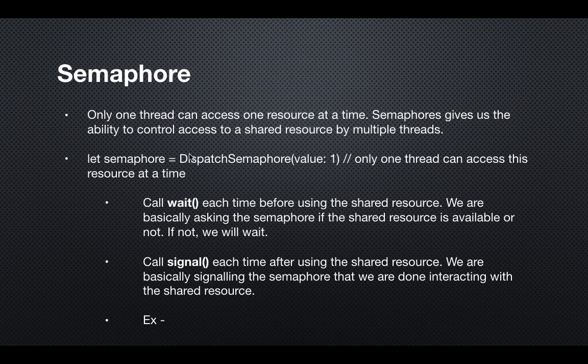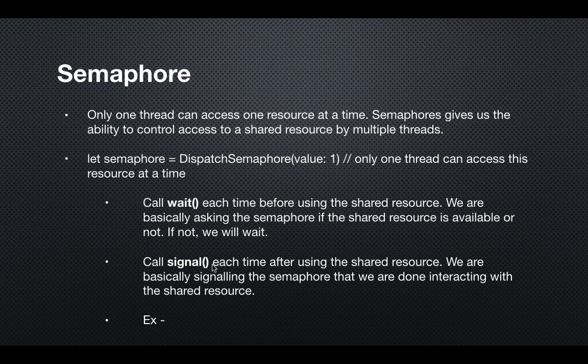So this is how we initialize a semaphore in Swift. Let semaphore = DispatchSemaphore(value: 1). Value 1 indicates that only one thread can access this resource at this time. Then we have two functions, wait and signal. Wait means that a thread is coming and waiting for this resource. It is asking the semaphore for permission to access this particular resource. So wait is like saying, hey dad, I want this iPad to use first.